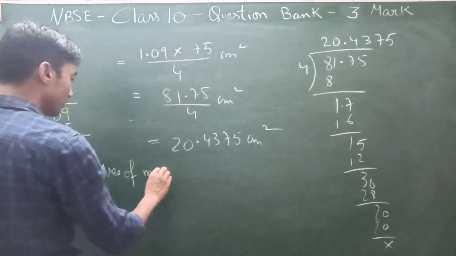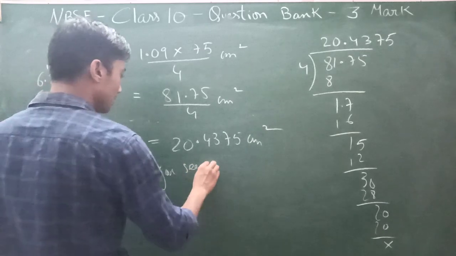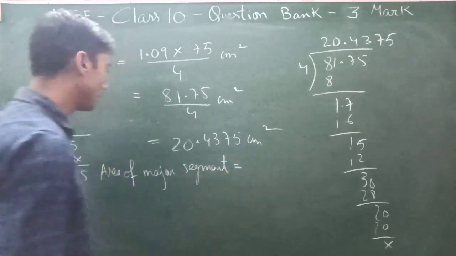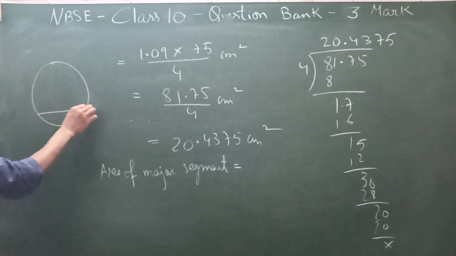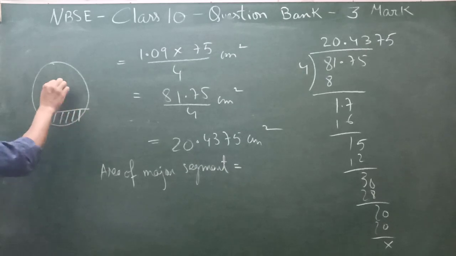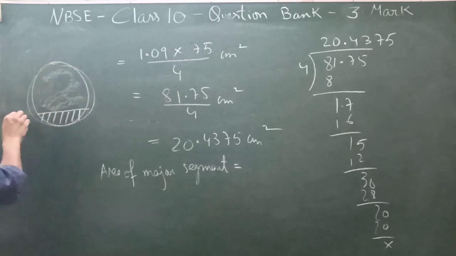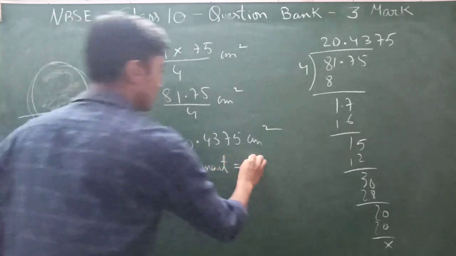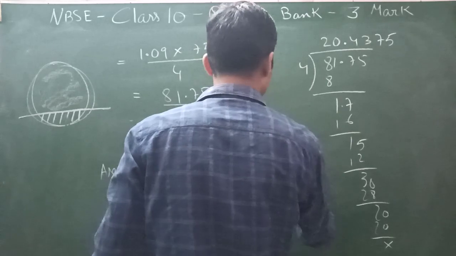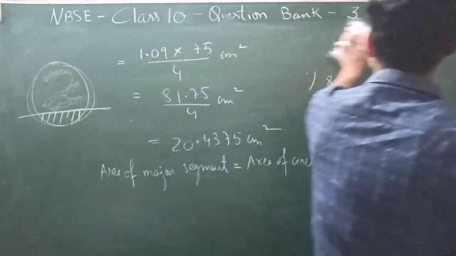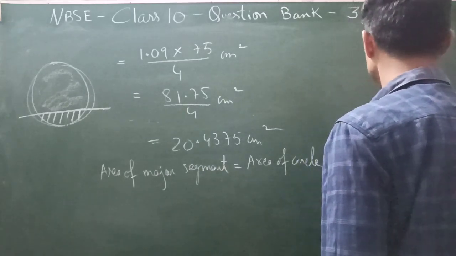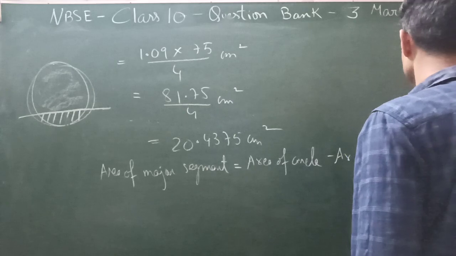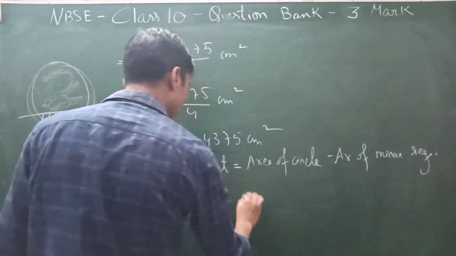Alright, now next, area of major segment is equal to, now for area of major segment it's very easy, because you see a chord divides a circle into two segments, major, minor. So area of major segment will be nothing but area of the circle minus area of the minor segment. So that's area of circle minus area of minor segment. Area of circle pi r square.